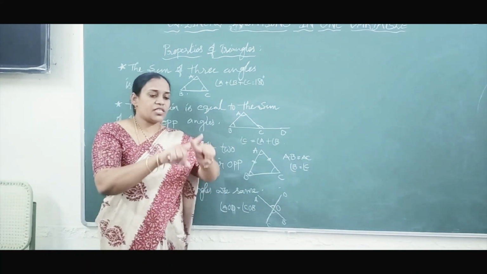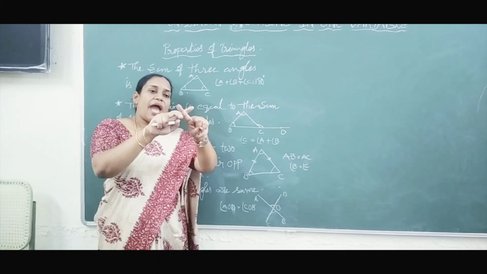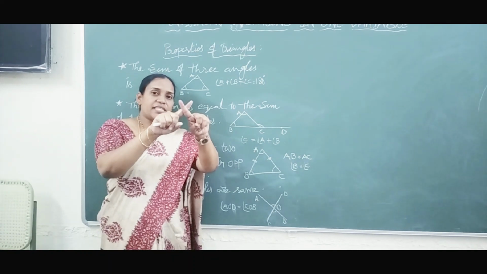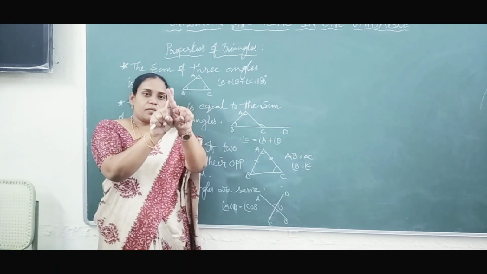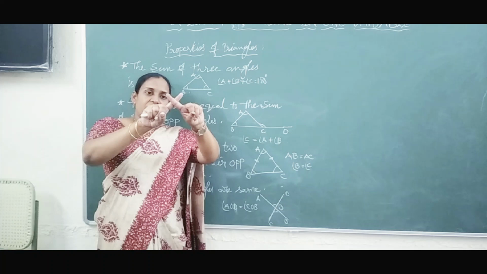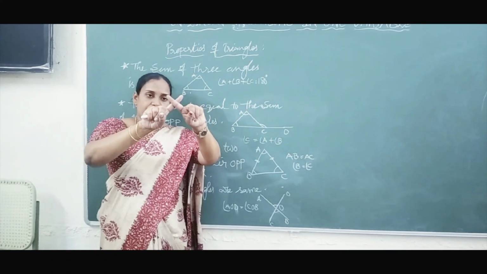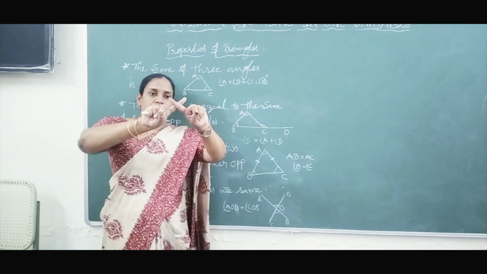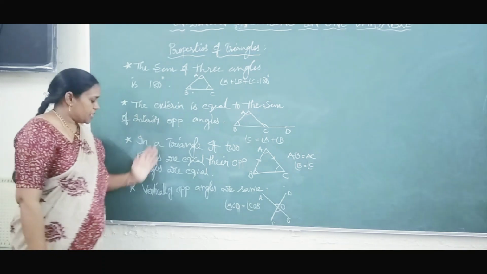Now see these fingers. Vertically opposite angles means two angles are formed like scissors. For example, scissors. When we close them, two angles are formed, and they are the same. If we open them, two angles are also formed, and they are the same. Okay, understood, children? Very good. Now these are the main properties we use in this exercise.